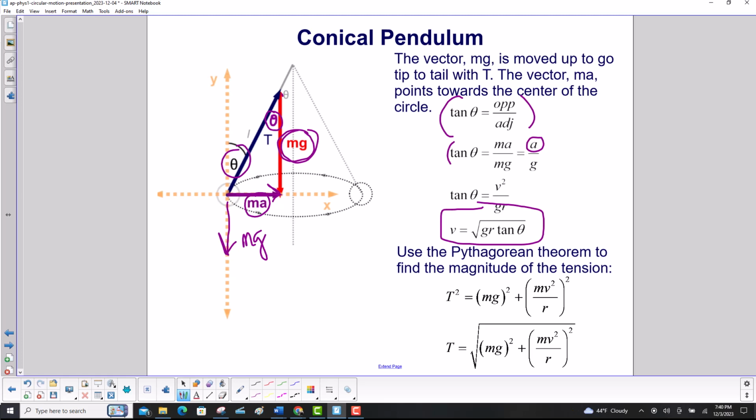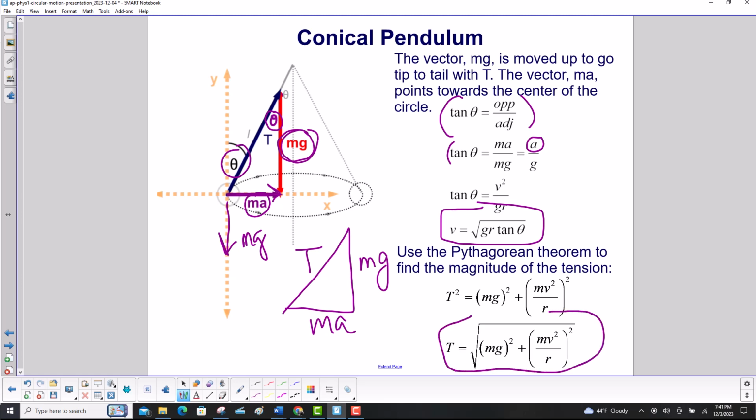Then you can use the Pythagorean theorem to find the magnitude of the tension. Right? Because we have, let's draw the triangle over here. We have tension here, mg here, and ma here. So T squared is the quantity mg squared plus the quantity mv squared over r squared. Take the square root of both sides, and we found the tension.